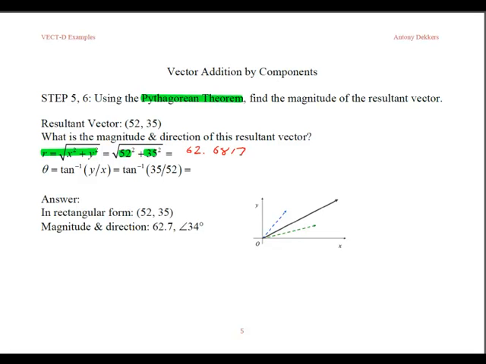Now calculate the angle. Now remember, this angle is to the x-axis. Okay, standard angle. So whenever you go the y over the x, it will be to the x-axis. So 34 degrees. Remember to have your calculator in degrees. So let's just answer the question now. Here in rectangular form, there's our answer, and in magnitude and direction, it's got a magnitude of 62.7 at an angle of 34 in standard angle.